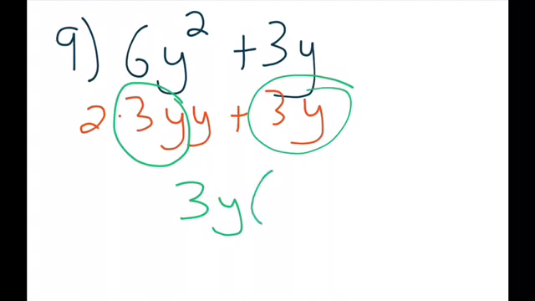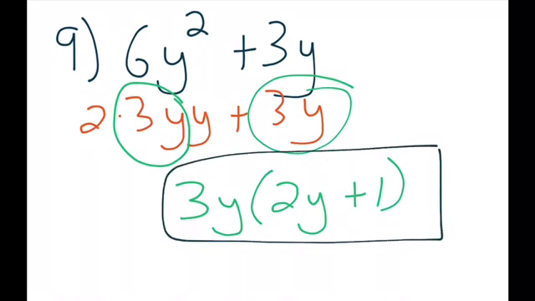So it's 3y times, what's left inside? A 2 and a y plus 1. There's my answer. So number 9 was just like what we did on homework 11-4 and on the warm-up today.